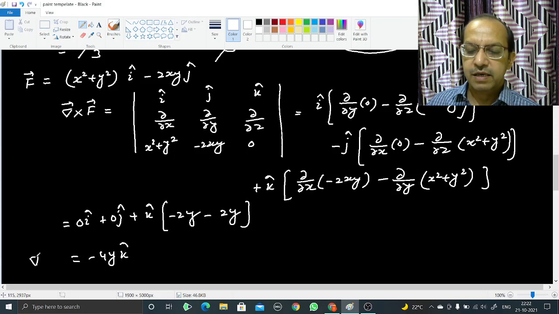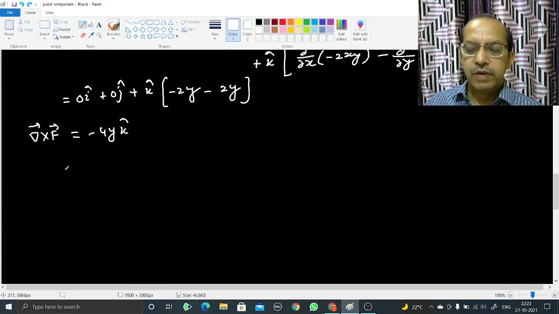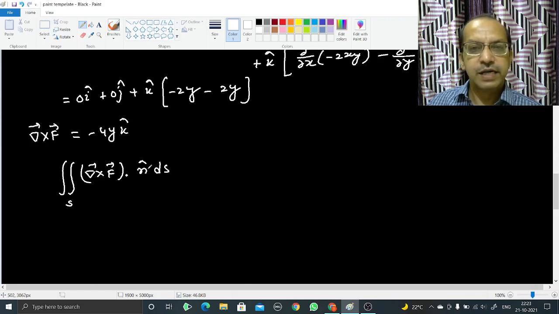What is del cross f, or you can say curl f. We will again write the surface integral. The surface integral of curl of f dot ds, or dot n cap ds. What is n cap? How to find n cap? N cap is the vector perpendicular to that surface. If it is a plane, it is a perpendicular vector.